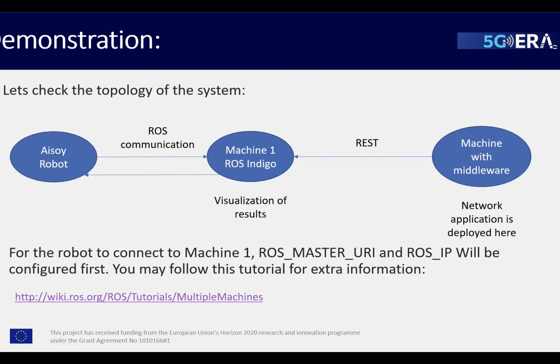So the topology of the system of this experiment is looking like this. We have a machine where the middleware is running, and in this machine is where the network application is deployed. Then we have a robot which communicates using ROS with some machine installed with ROS Indigo. There is bidirectional communication using ROS master URI, so both have visibility of rostopic, rosnode, rostopic list and so on. And then between the ROS ecosystem and the middleware, the communication is actually REST.